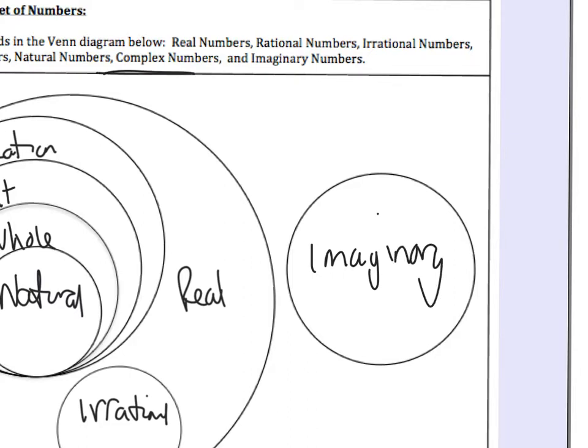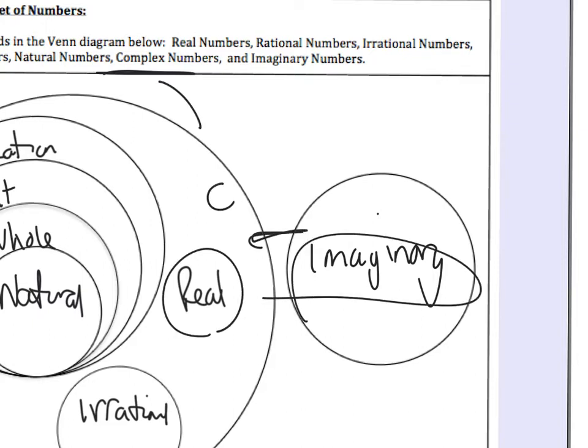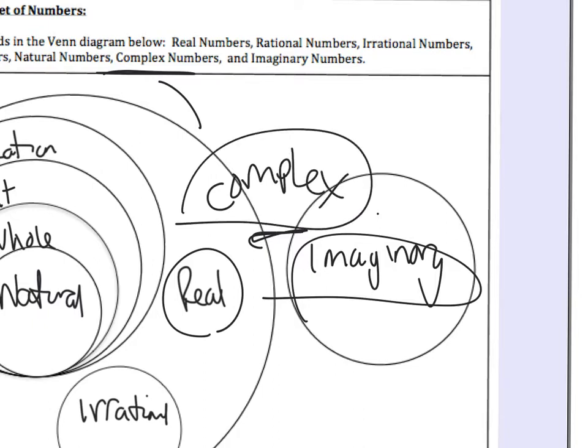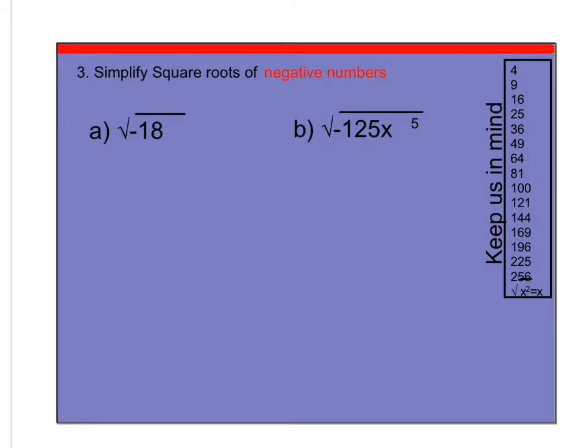And then complex numbers really kind of bridge the gap because there's a real part and an imaginary part to complex numbers. So complex numbers are going to be part of both categories. All right, so it's almost like there's a circle that is included in both.